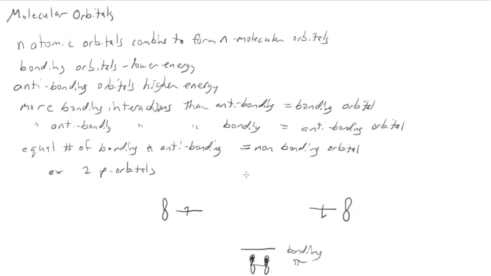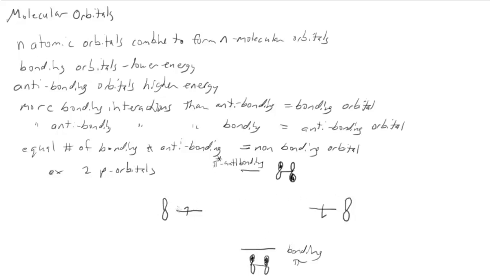Okay, there also could be an example with those two, where the phases don't overlap, but they're opposite. And those now push apart from each other, and this would be called a pi antibonding orbital. Sometimes it's abbreviated by an asterisk. We'll call it pi star. So we would call this orbital pi and this one pi star. So this is the pi bonding orbital, this is the pi antibonding orbital.